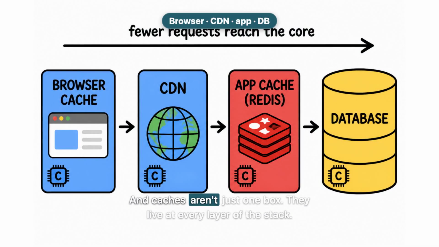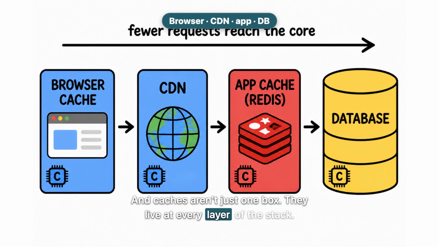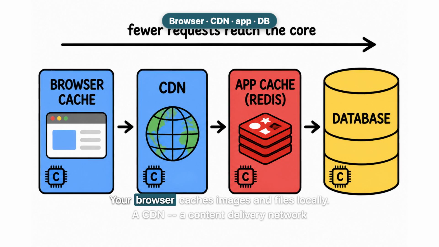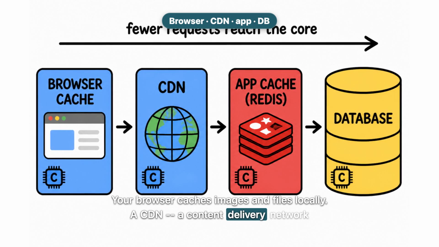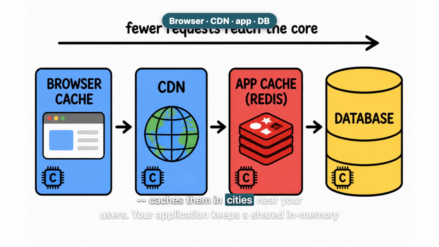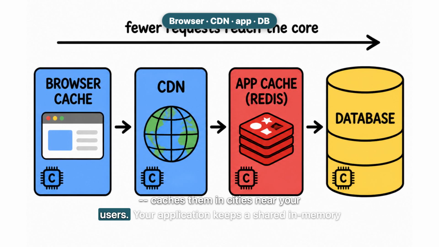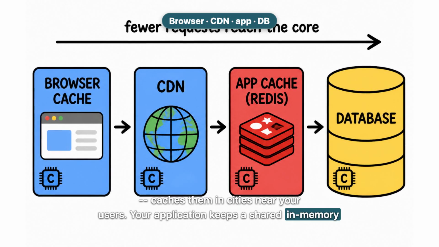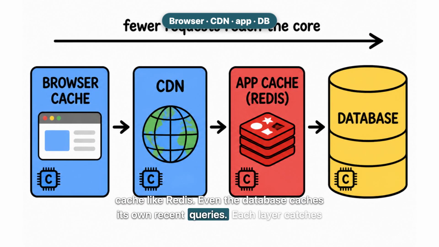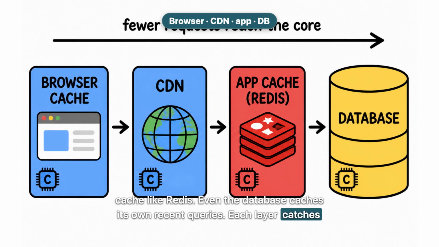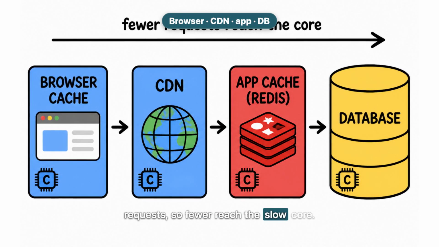And caches aren't limited to one box, they live at every layer of the stack. Your browser caches images and files locally, a CDN, a content delivery network, caches them in cities near your users. Your application keeps a shared in-memory cache like Redis. Even the database caches its own recent queries. Each layer catches requests, so fewer reach the slow core.